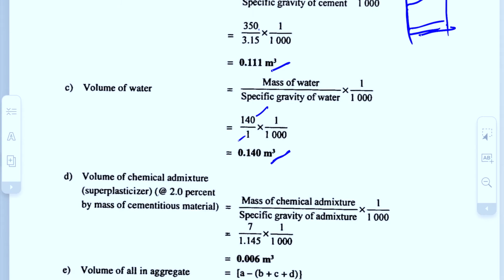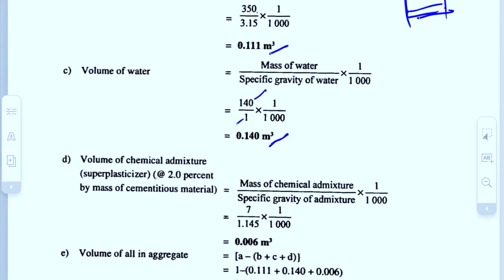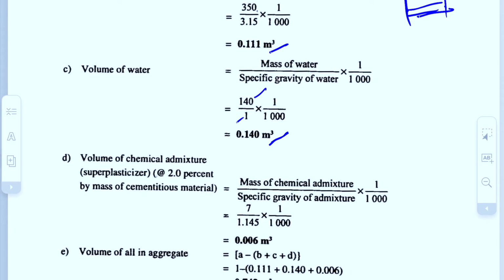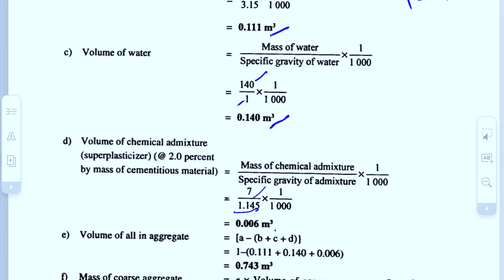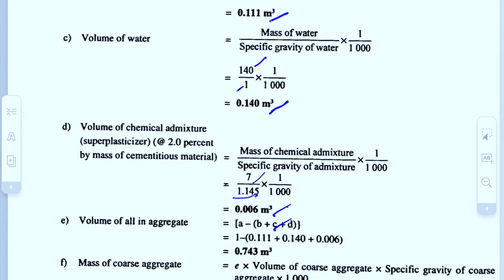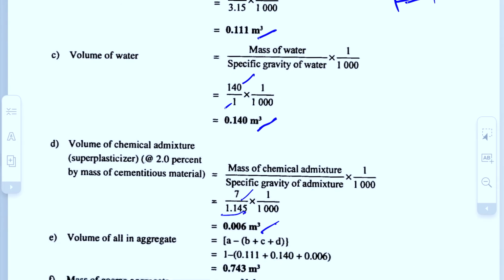Okay, then we have the volume of chemical admixture. Superplasticizer at 2% by mass of cementitious material. 2% of your 350 is 7. Okay, 7 divided by specific gravity of admixture, 1.145, into 1 divided by 1000 will give us the value of 0.006 meter cube.